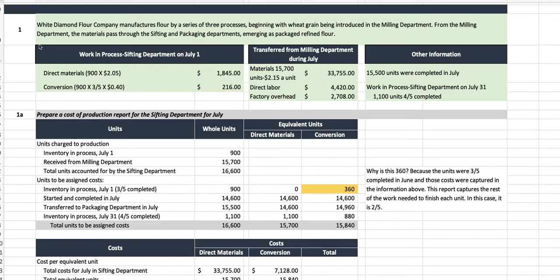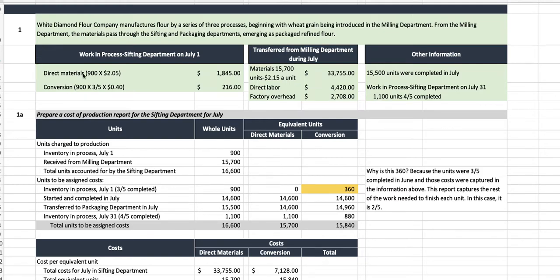White Diamond Flour Company manufactures flour by a series of 3 processes. The first is introducing the wheat grain to the milling department. Then from the milling department, the materials go to the sifting department, and then after the sifting is done, it's transferred over to the packaging department.